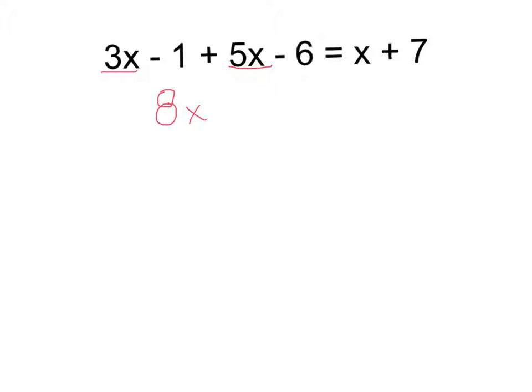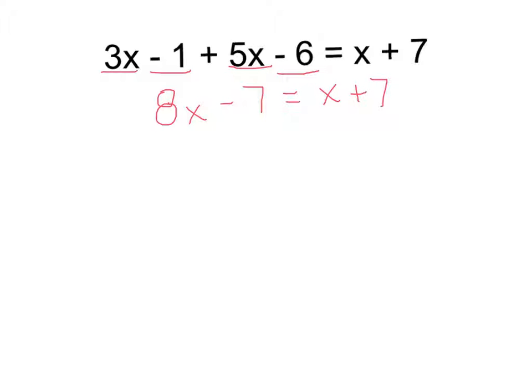I also have a negative 1, that subtraction sign in front of the one makes a negative, and I also have a negative 6. So negative 1 subtract 6 gives me subtract 7. So the very first thing, as I said, I would do is simplify that left-hand side. And on the right-hand side, I have x plus 7.